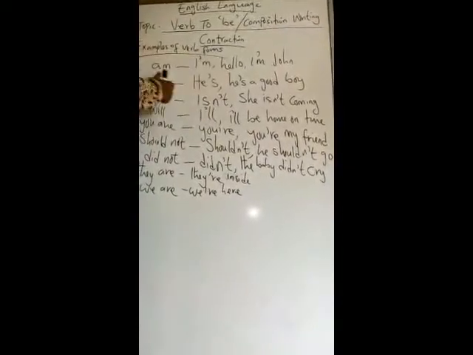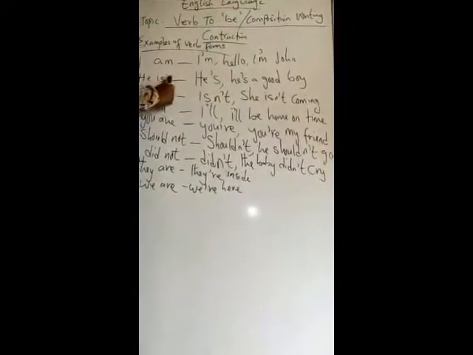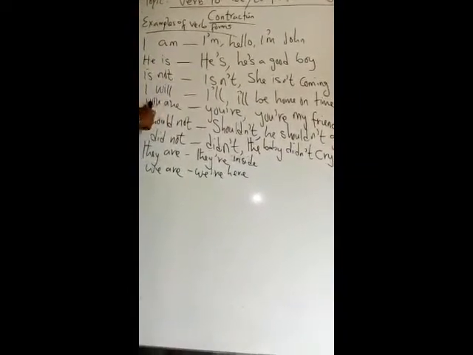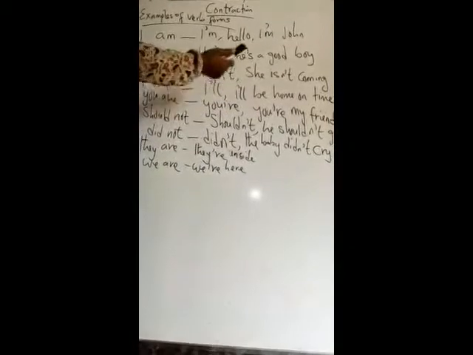Alright, so these are examples of some verbs and how to shorten them. Look at their short forms now. I am to I'm. He is, he's. Is not, isn't. I will, I'll. Okay. I'll be at the mall. I'll be home on time.